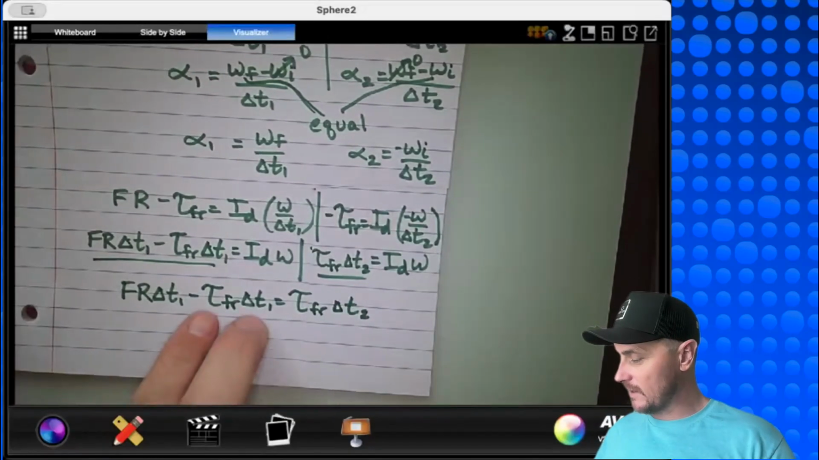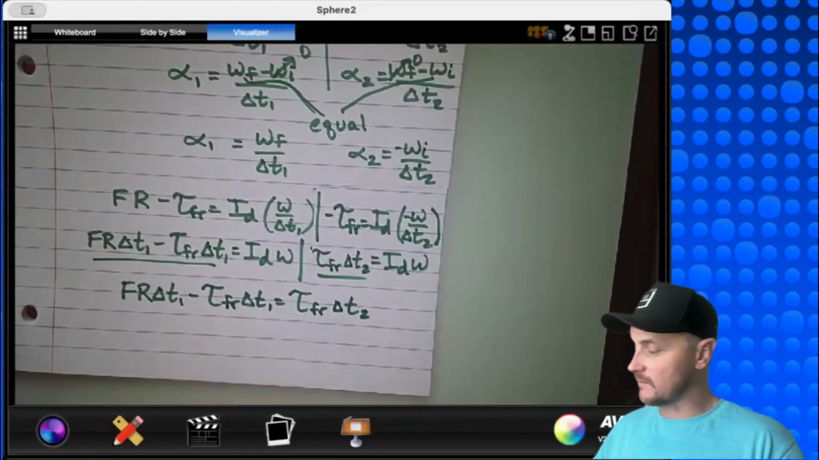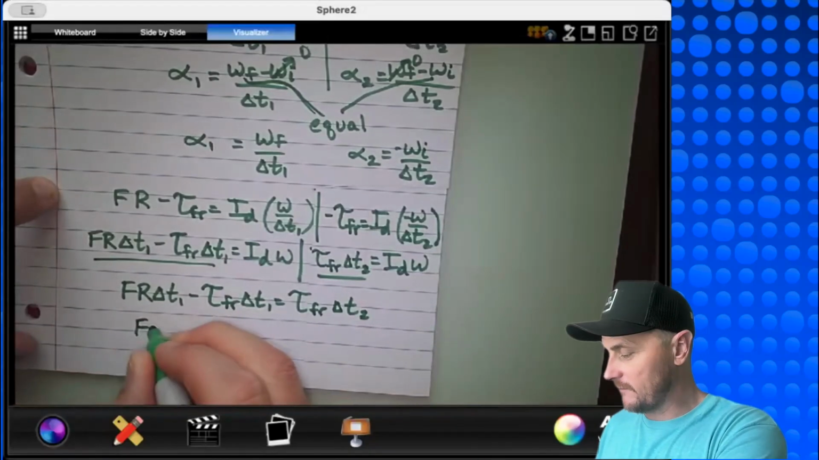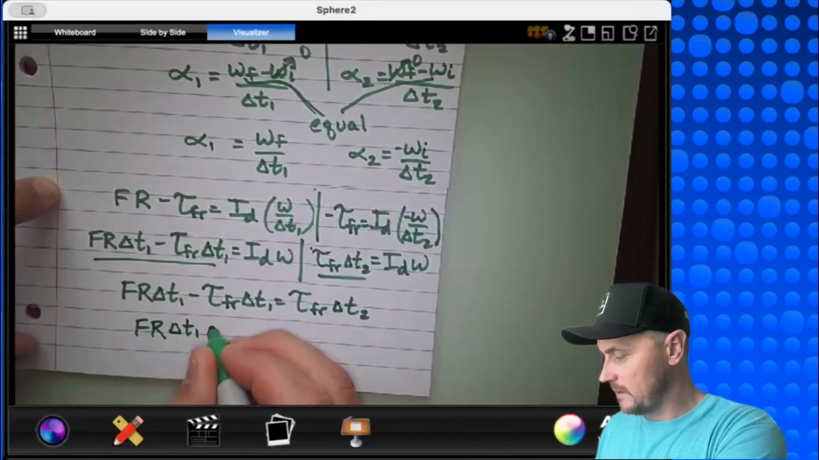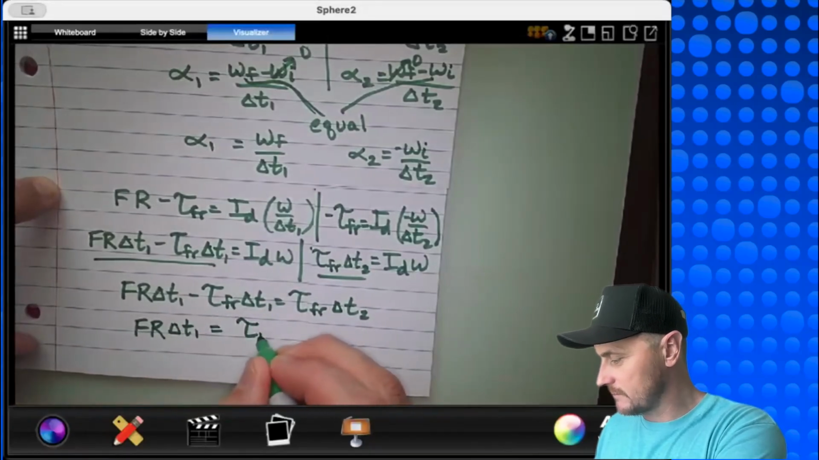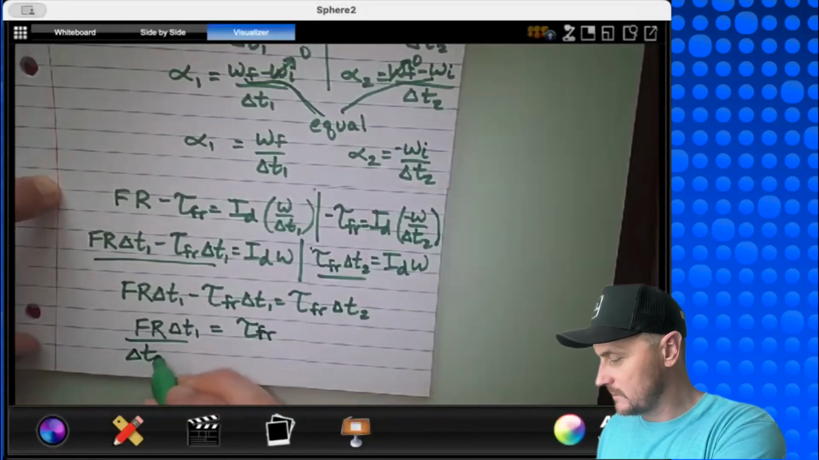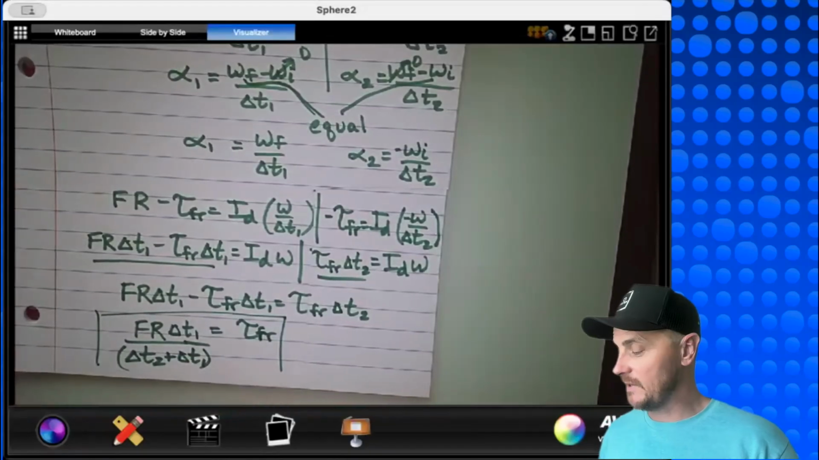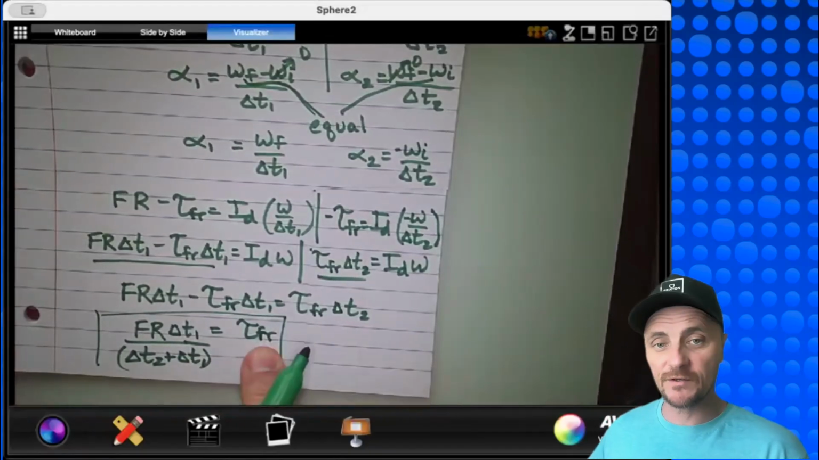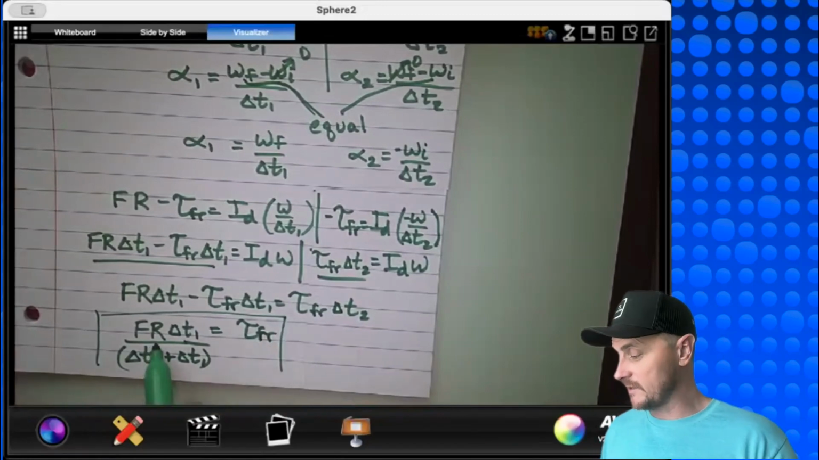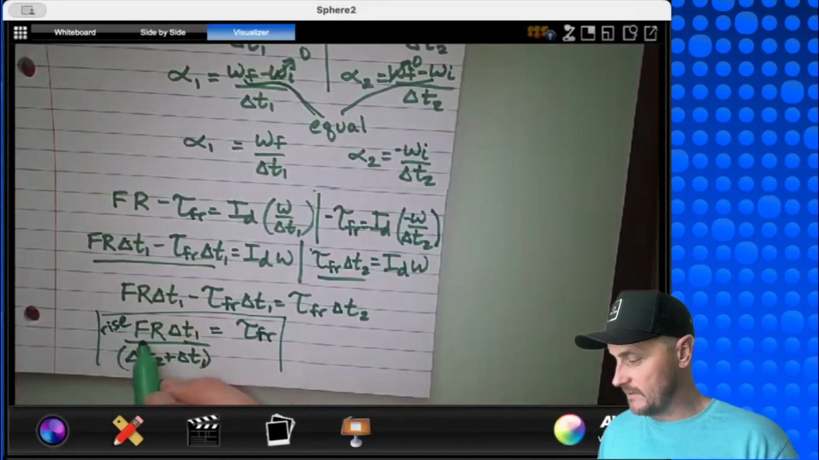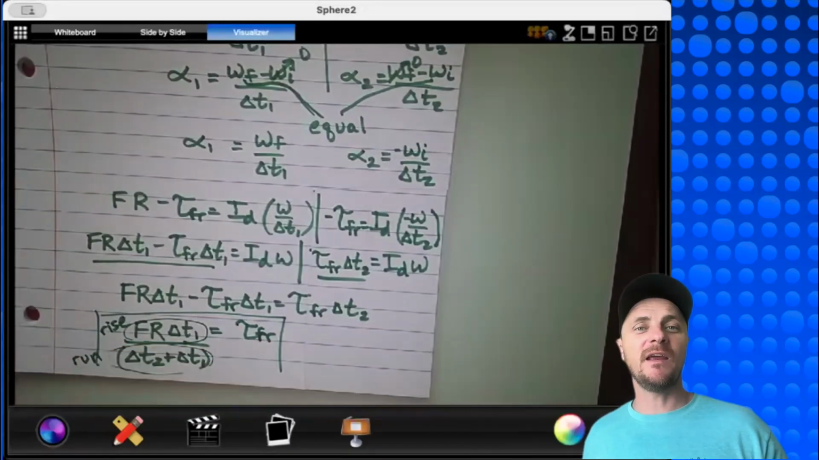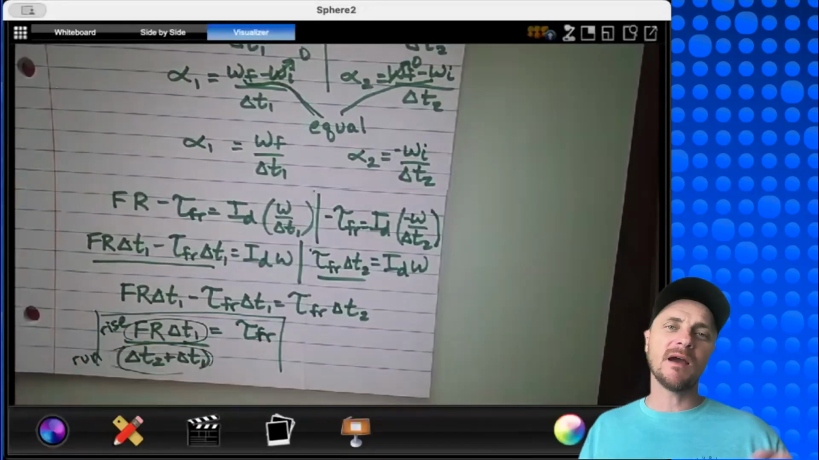I will go ahead and I'll add this to the other side. I'll factor out the torque of friction. I will divide both sides, giving me FR delta T1 equals torque of friction times delta T2 plus delta T1. And check that thing out. That's awesome because I'm looking for the torque of friction from the slope, and you can clearly see we have a rise of this and a run of this. So I could actually answer part B right now, but let's go back to doing A.